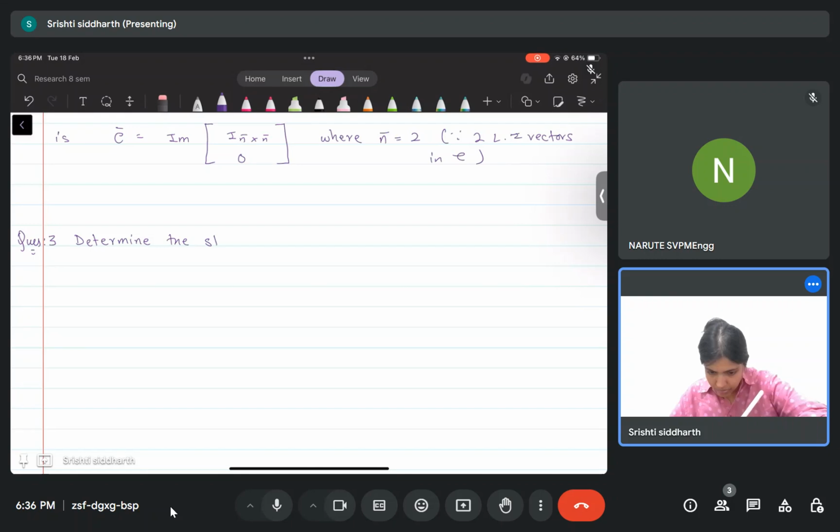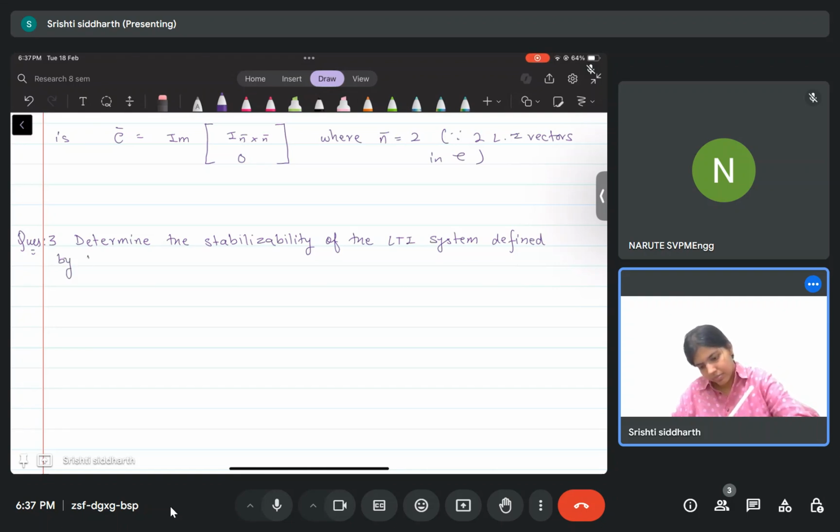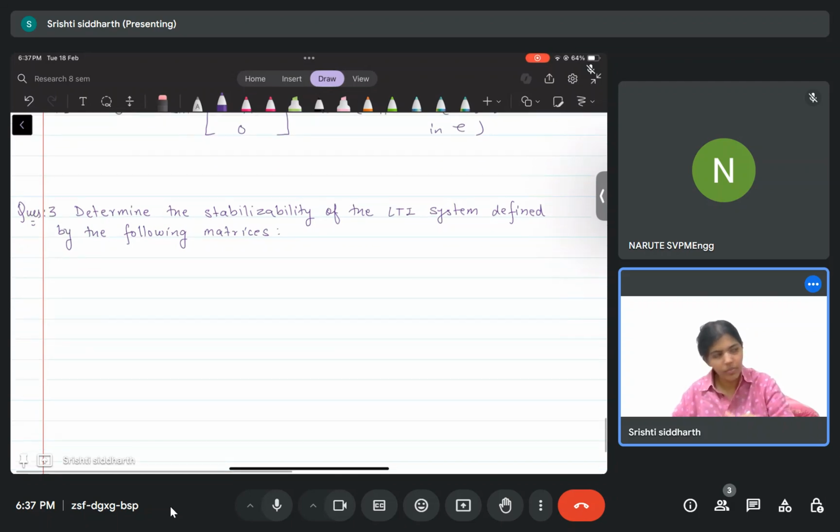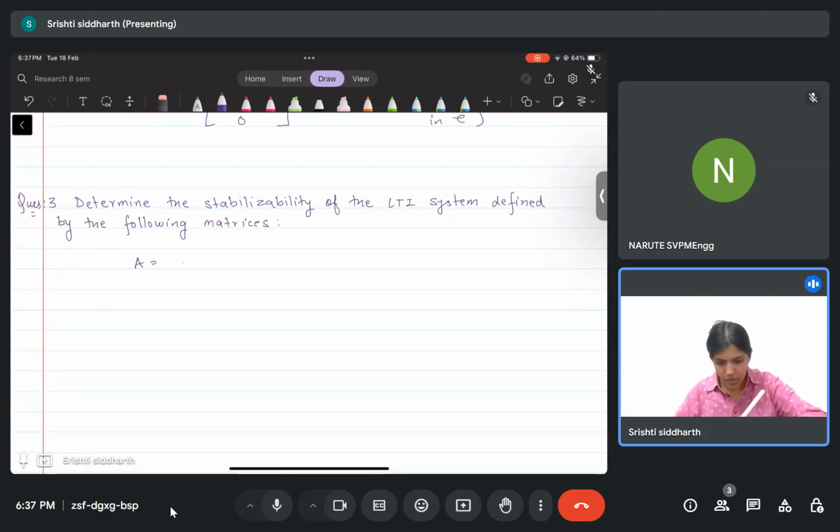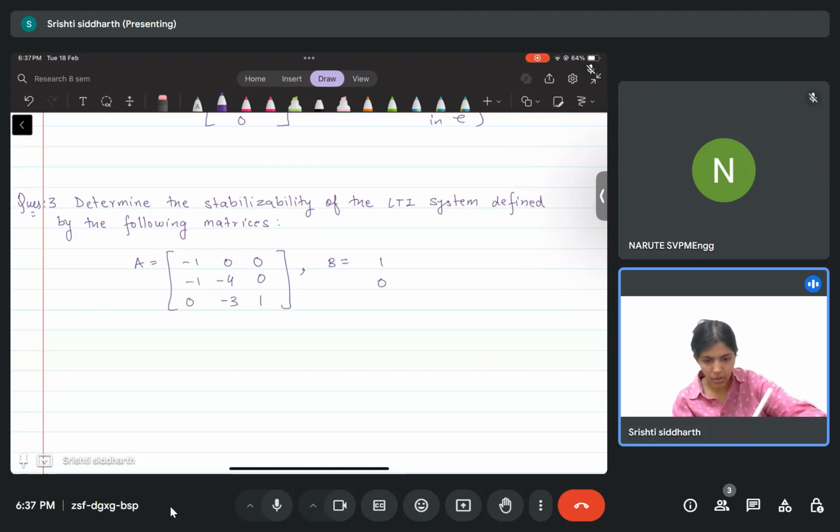Determine the stabilizability of the entire system for the following matrices. So we have a 3 by 3 matrix A: minus 1, 0, 0, minus 1, minus 4, 0, 0, minus 3, plus 1. Just check. And B is the vector 1, 0, minus 1.